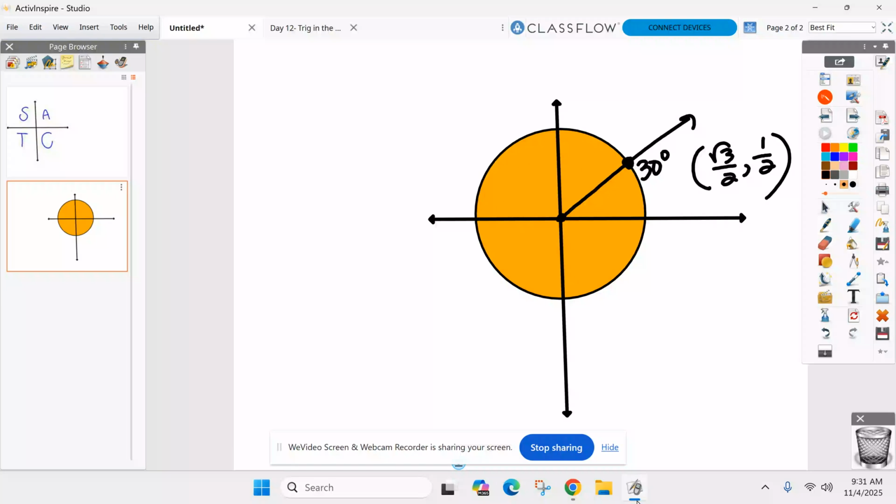Topic, a little big topic. Here's where you guys have been with me. We've been living on the unit circle. And you guys know at 30 degrees, it's radical 3 over 2, 1/2, if you remember that or not by now.